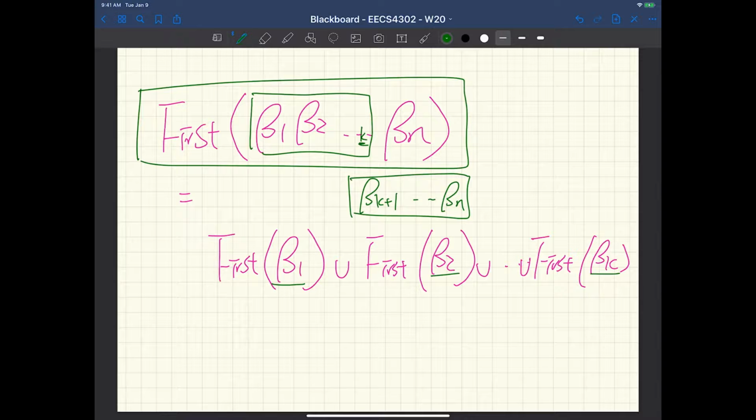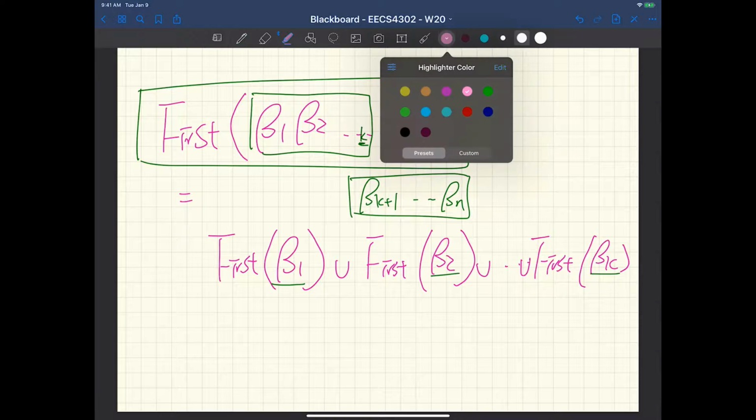Say it again, sorry. Beta k, yeah. What about beta 1 to beta k minus 1? They're all nullable, right? You see what I mean? Okay, very clear again. I think you got it, just phrased it a bit wrongly.